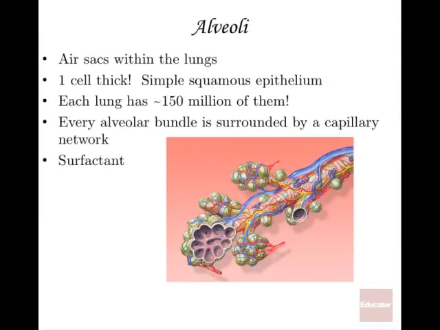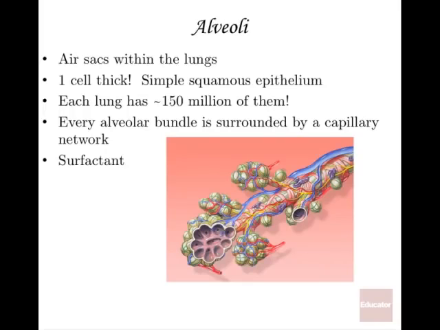The alveoli, like I mentioned a moment ago, those are the leaves, in a sense, on this respiratory tree. And they're the air sacs within the lungs. It's like the final destination for the air flowing through your respiratory tree. So these air sacs, this is a nice animation of what they look like. Here's a little alveolar bundle, and each of these is an alveolus. So this little sphere, alveolus, alveolus, alveolus. They are 1 cell thick.